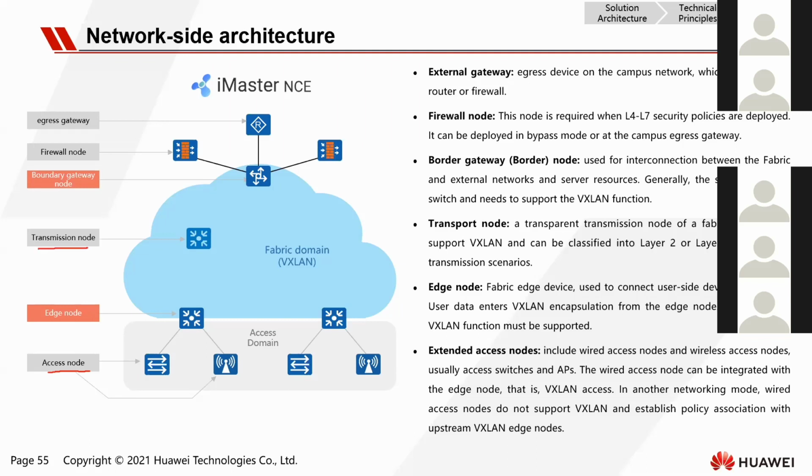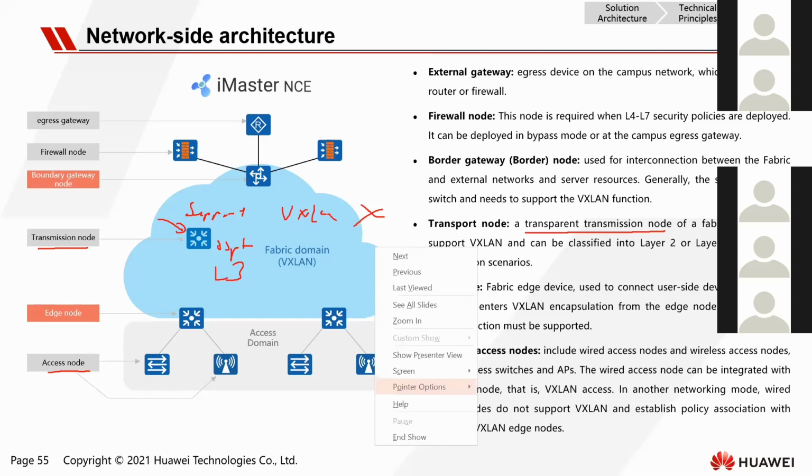The transmission node we also call a transparent node. In our case, it will only forward the packets through Layer 3 using OSPF. It will only forward the packet through Layer 3, so it does not need to support VXLAN. This is either choice, but it will still work. Okay, continue.